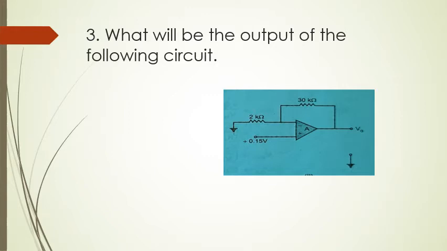Here the formula for the output voltage of a non-inverting amplifier is V0 equals 1 plus Rf upon Rin, into Vin. The value of Rf is 30 kilo ohm, the value of Rin is 2 kilo ohm, and the input voltage is 0.15 volt. Just put the values, and the answer that you are getting is 2.4 volt, which is option D.